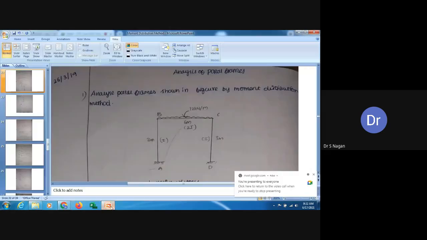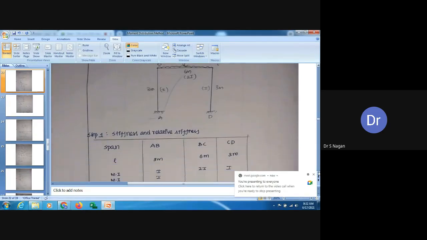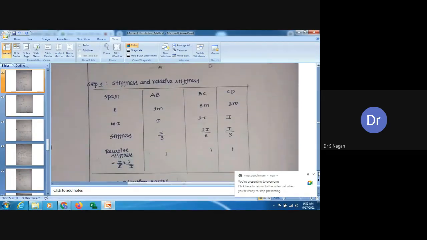Now, step one is stiffness and relative stiffness. Step two, distribution factors. Step three, fixed end moments. Now, step four, we need to start the moment distribution.